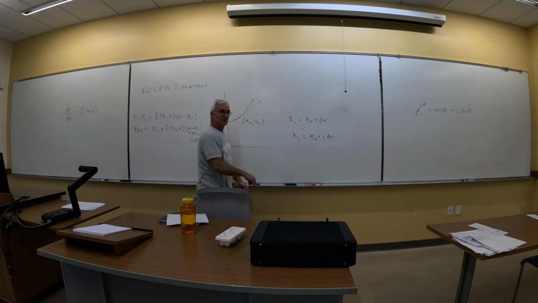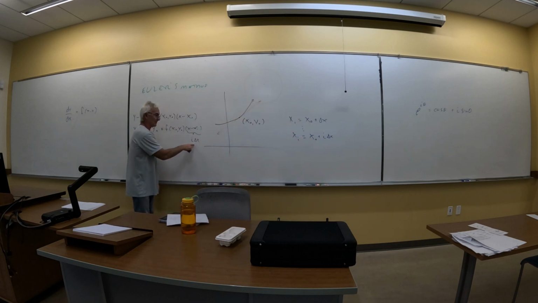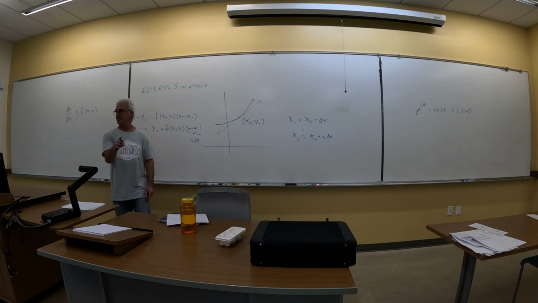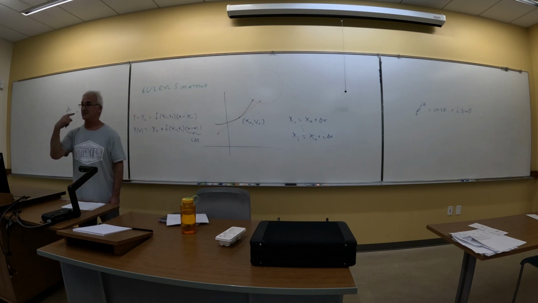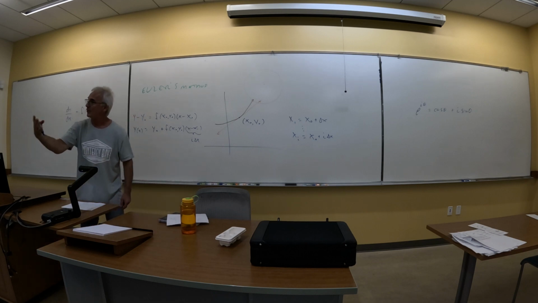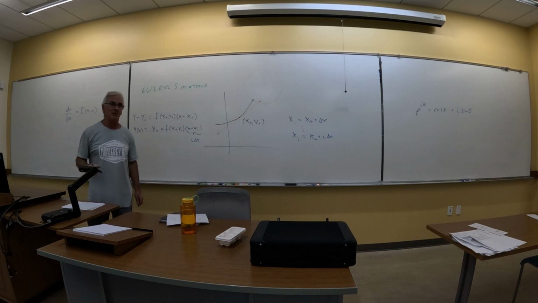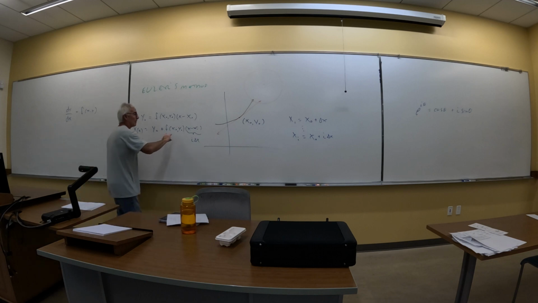Does everybody see that? This part's trivial. The first time I do it, it's 0. The next time it's going to be whatever delta x is. The next time it's going to be 2 of those, then 3 of those, then 4 of those. Maybe 5 of them is my upper limit. Okay? But these are going to be newly calculated.